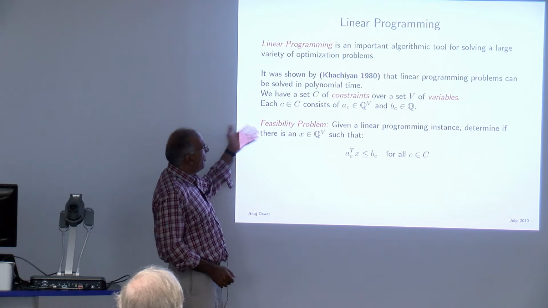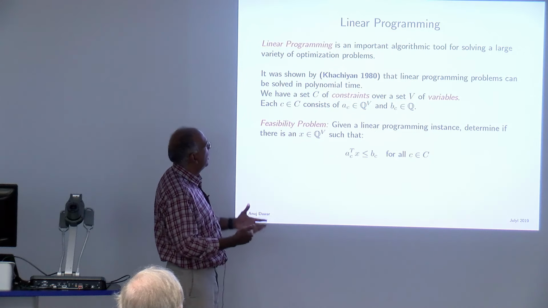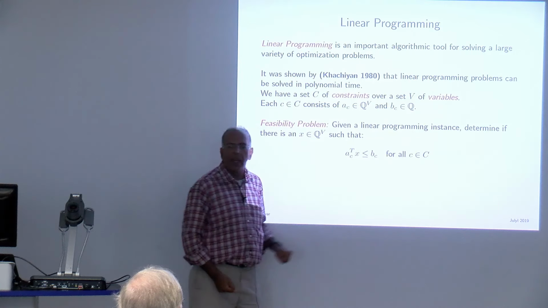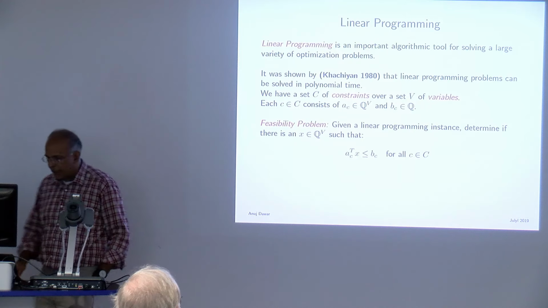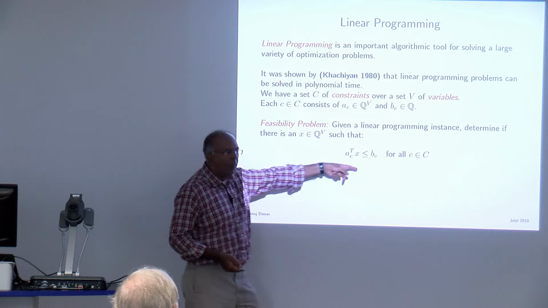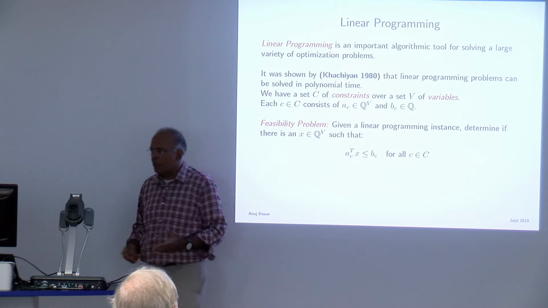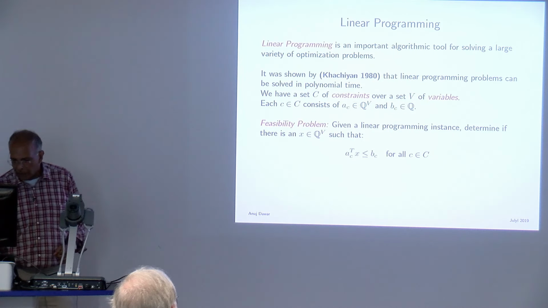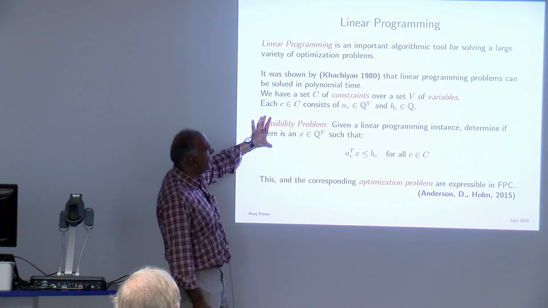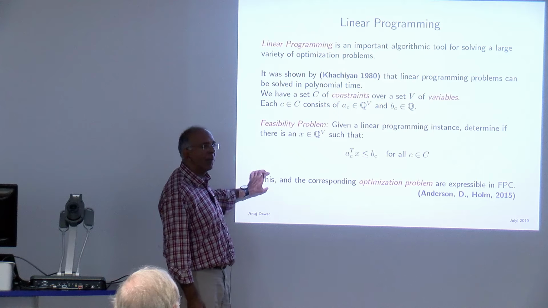And the feasibility problem is just, is there a solution? Is there a rational vector which satisfies this constraint for all the constraints in C? There's an optimization problem where you have another linear function and you want to find its maximum over the feasible region. And we're able to show that this feasibility problem, and the corresponding optimization problems, are in FBC.